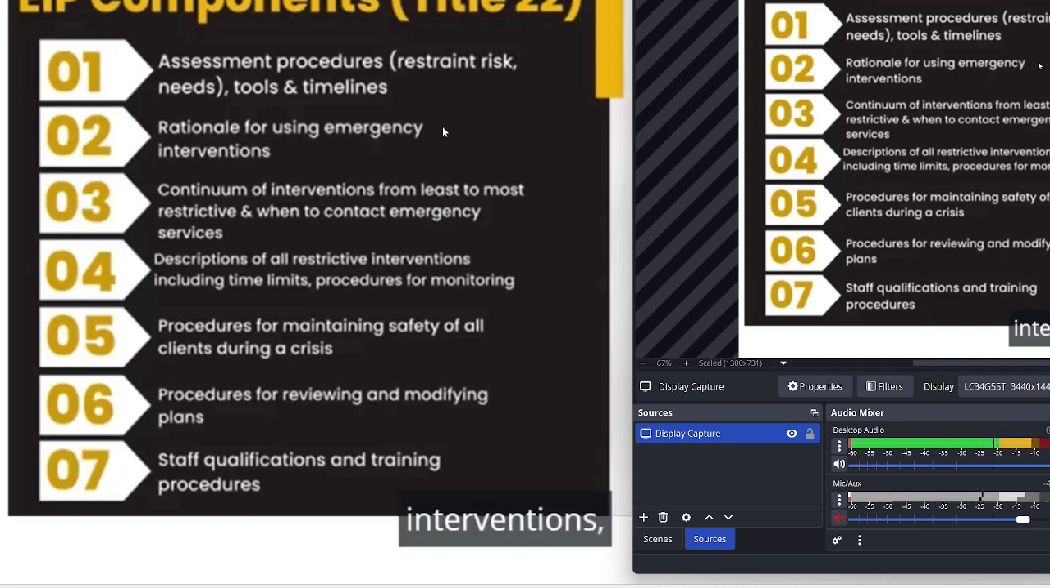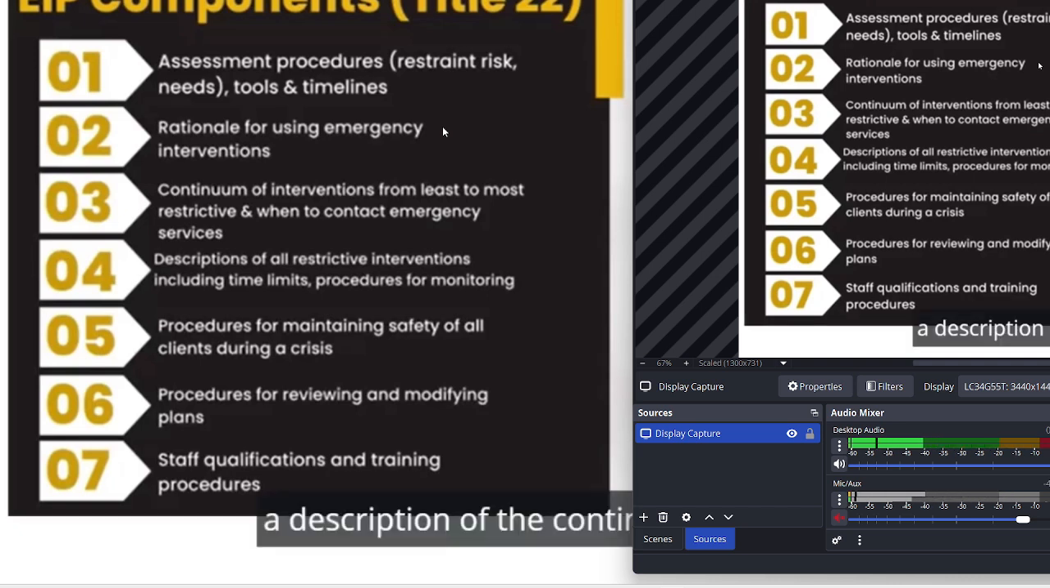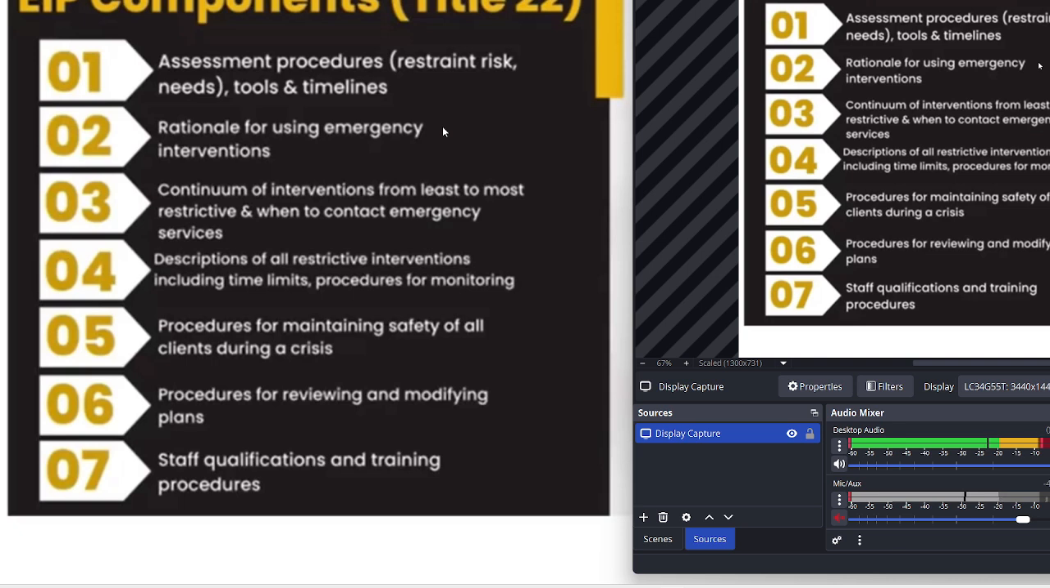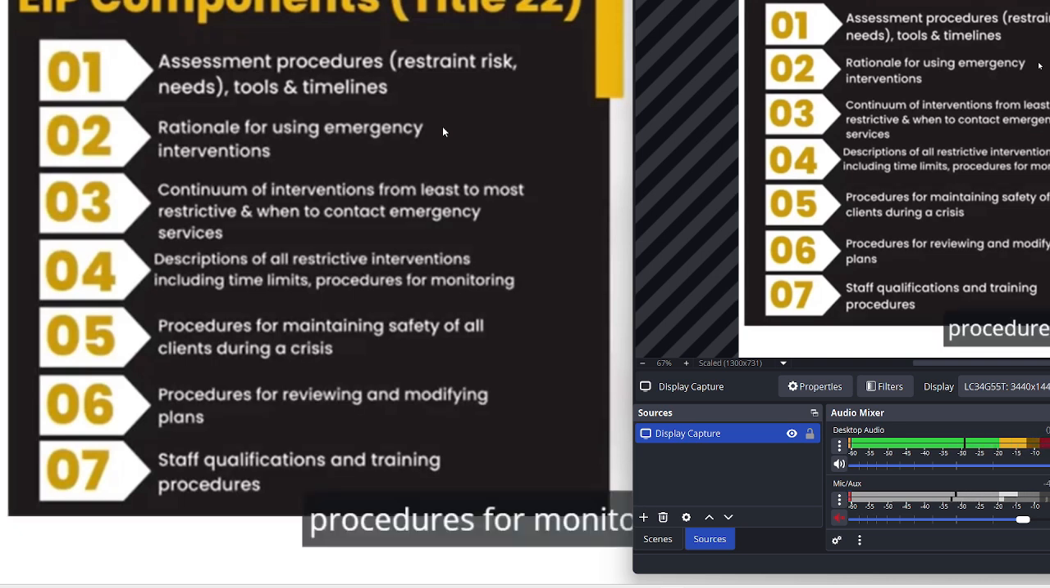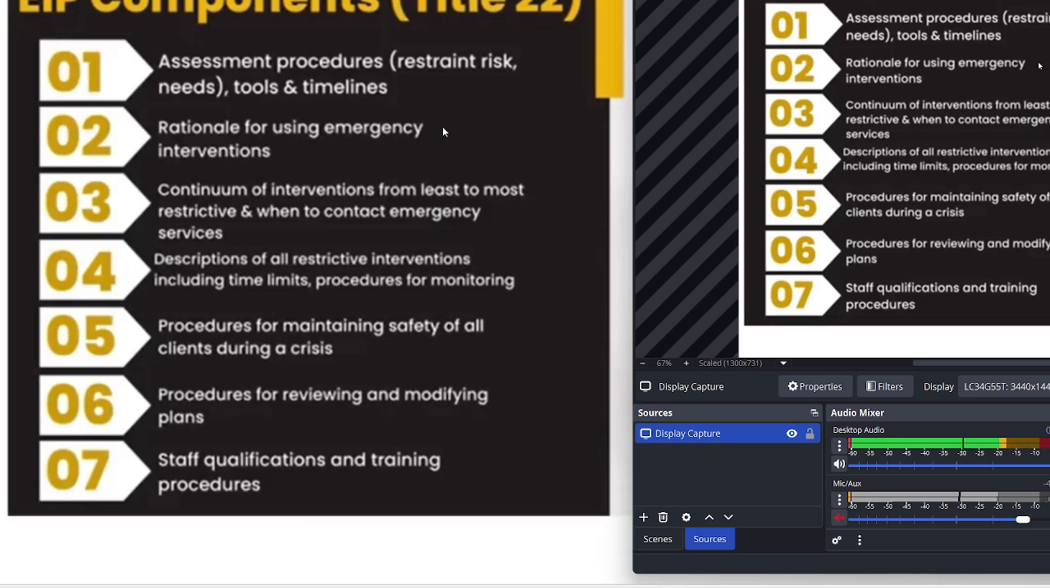Rationale for using emergency interventions, a description of the continuum of interventions from least to most restrictive as outlined in your crisis curriculum, as well as when to contact emergency services, descriptions of all restrictive interventions, including time limits, procedures for monitoring, procedures for maintaining safety of all residents during a crisis, procedures for reviewing and modifying plans, as well as staff qualifications and training requirements.